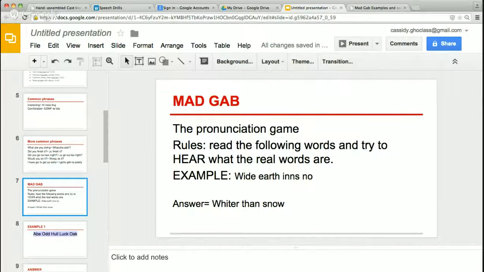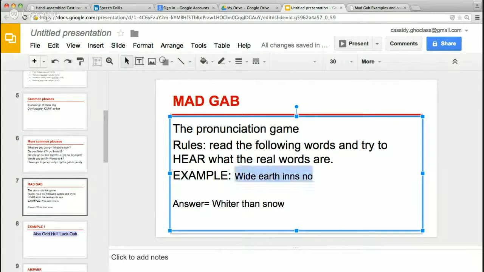All right, we're going to play this game now. It's called Mad Gab. And it's really fun. At least I think so. And it's all about pronunciation. So the idea is you read the words and you try to hear what the real words are. So this would be an example. So you would say, wide earth in snow. Wide earth in snow. Wide earth in snow. Wide. Whiter than snow. Ta-da. That's what you're saying. Whiter than snow. Do you guys understand the rules? I won't show you the answer clearly.